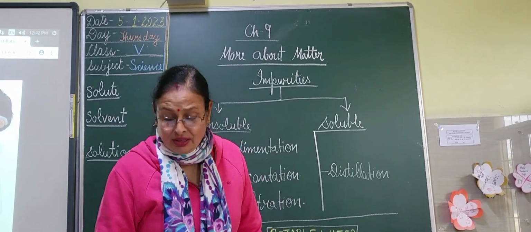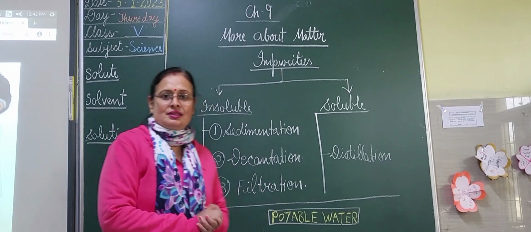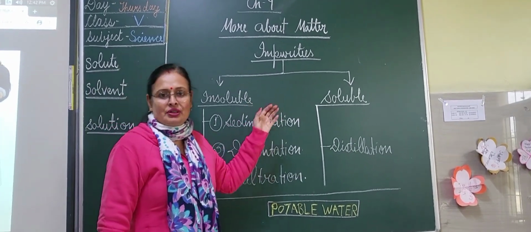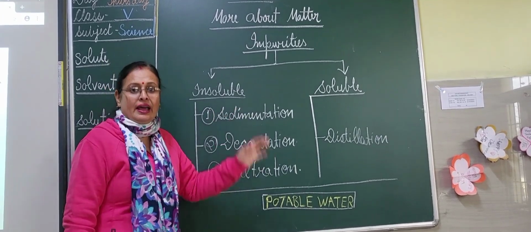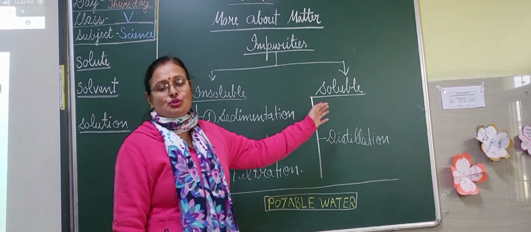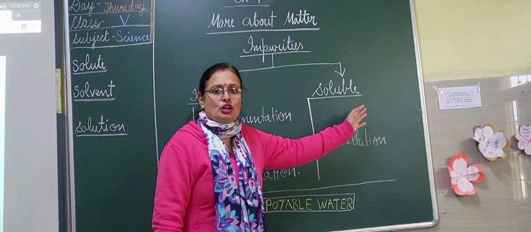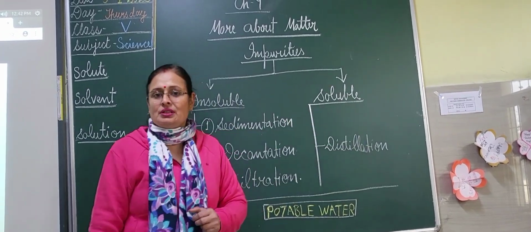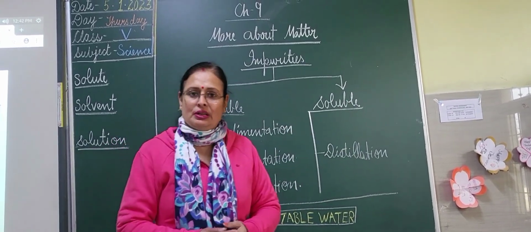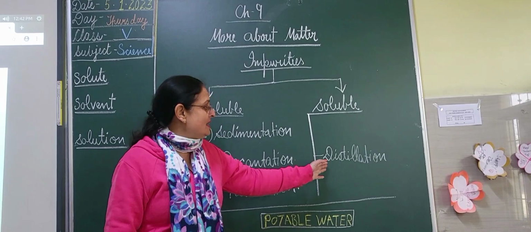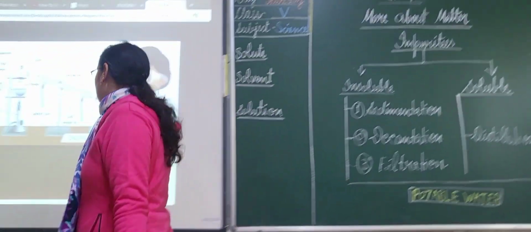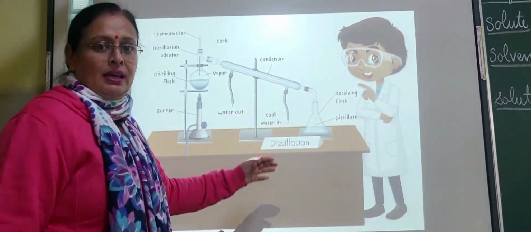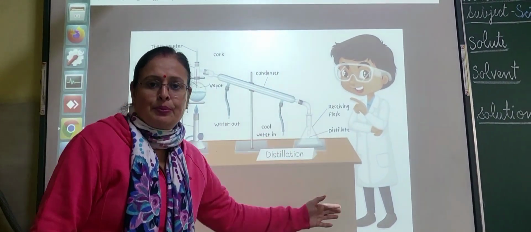Hello everyone, welcome to our science class. So in our previous class we have discussed how we can remove insoluble impurities, and in this period we come to know how we can remove the soluble impurities. The process by which we can remove the soluble impurities is known as distillation. The process is here. Come along with me. This is basically a lab procedure.